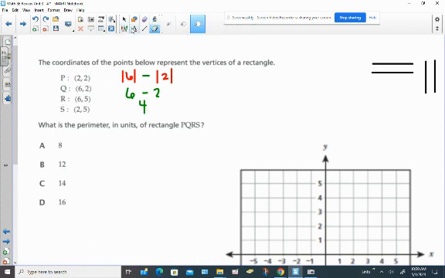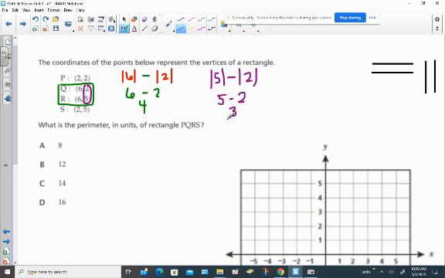All right, so what about between points Q and R? What's the distance between these 2 points? Well, in this case, it's the y's that differ from each other. And they're in the same quadrant, so we would say to ourselves, the absolute value of 5 minus the absolute value of 2 would be 5 minus 2, which would be 3. So we know that one of the dimensions is 4 and the other one is 3.